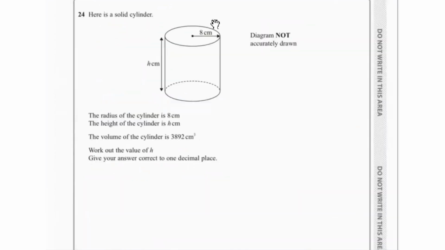Then it says, here's a solid cylinder. The radius of the cylinder is 8 centimeters. The height of the cylinder is h. The volume of the cylinder is 3,892 centimeters cubed. Work out the value of h. Give your answer correct to one decimal place.